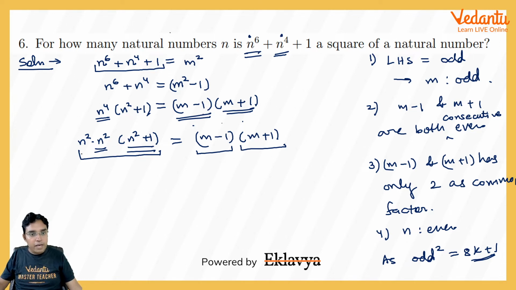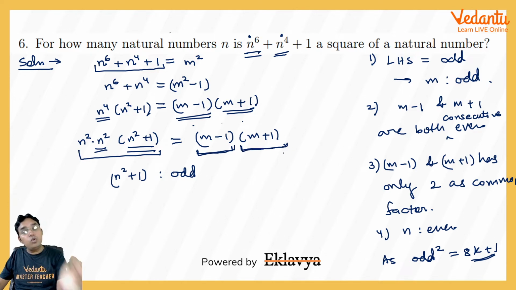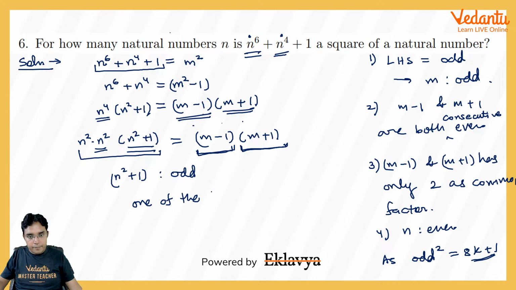So I should also have numbers on the left hand side such that I divide them into two factors and the difference is 2. And how is it possible? You can see n is even, so n square plus 1 is odd. And among these m minus 1 and m plus 1, one of them will be a multiple of 2 only. So I think I can say one of the factors has to be 2 multiplied with n square plus 1.